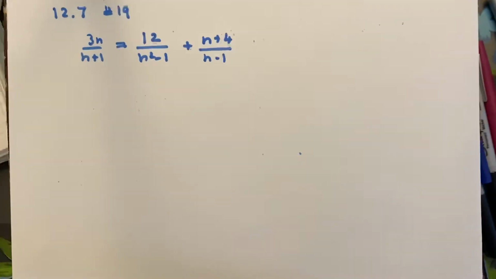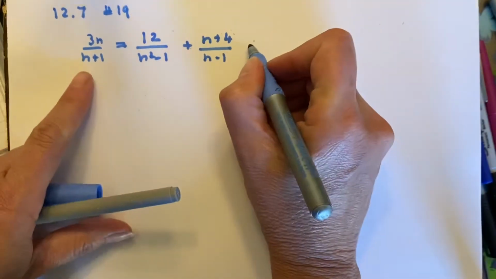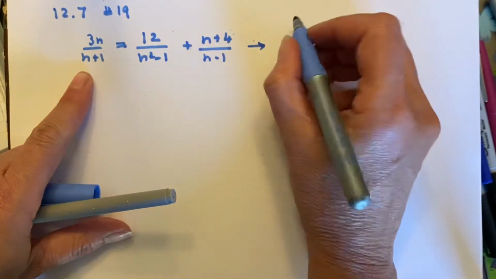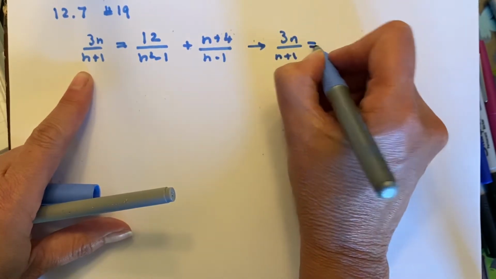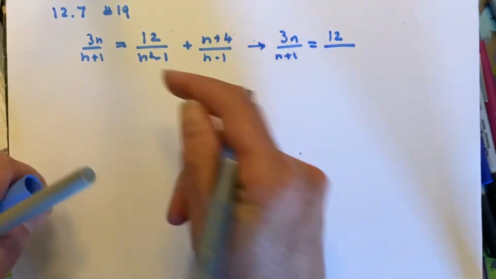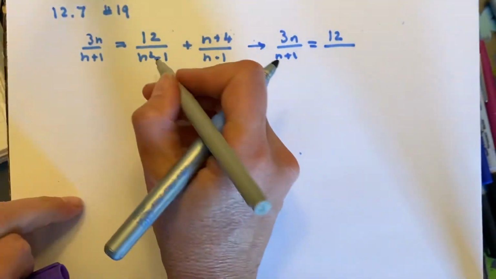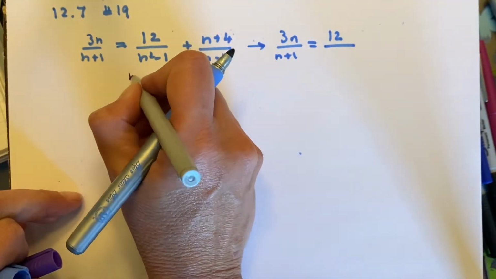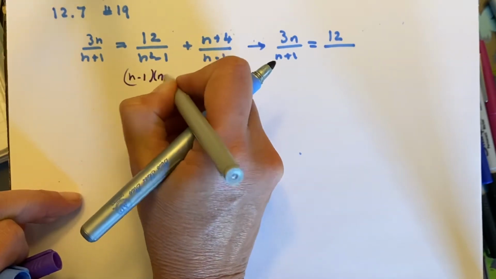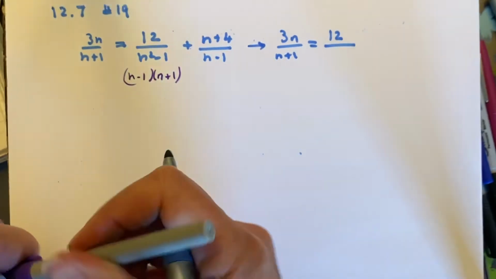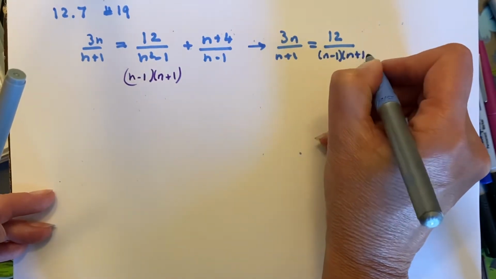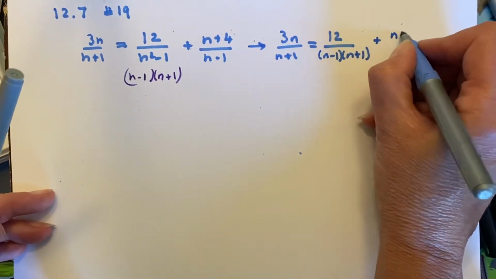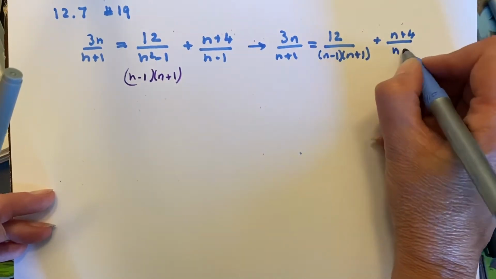When I look at that, I can rewrite this with everything factored out. And when I do, I get 3n over n plus 1 equals 12 over... And I remember n squared minus 1, this is difference of two squares, n minus 1, n plus 1. So I rewrite that here, n minus 1, n plus 1, plus n plus 4 over n minus 1.